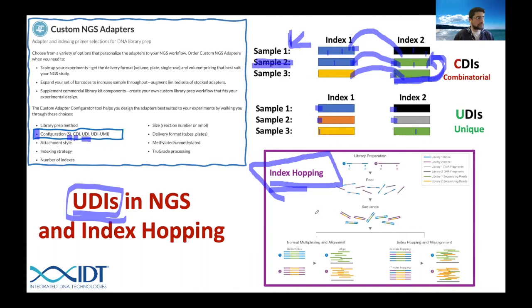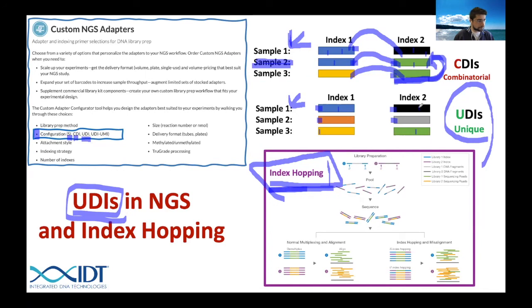Let's see what happens with this index hopping problem with UDIs. The index hopping problem is happening independently of the type of adapters and the configuration that you have. However, with the UDI, and we'll see an example in a second, you'll see that it will help you identify and eliminate these index hops and misassigned reads. So let's go back to sample 1. There's one fragment of DNA that is coming from sample 1, so it has a blue and black tag.